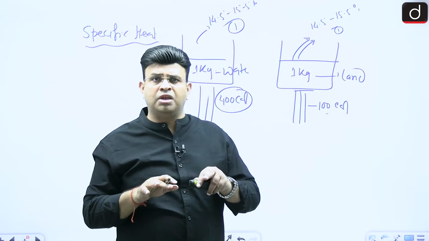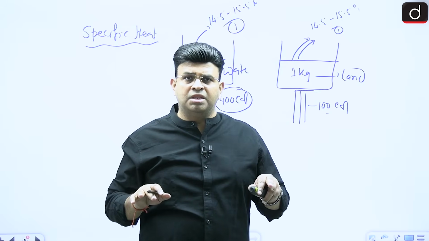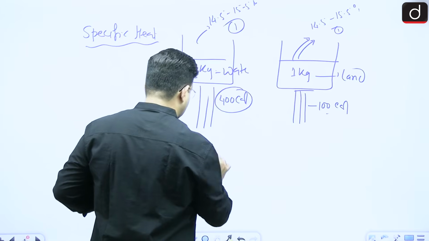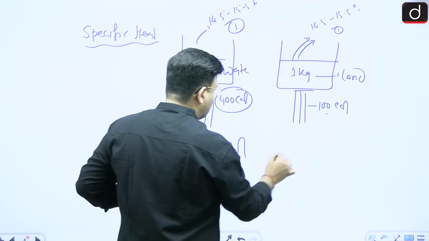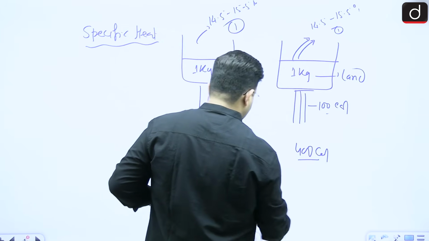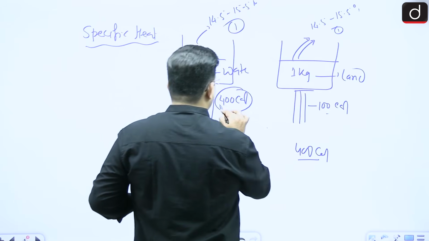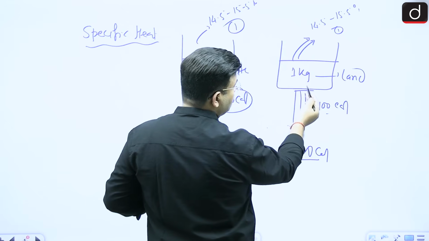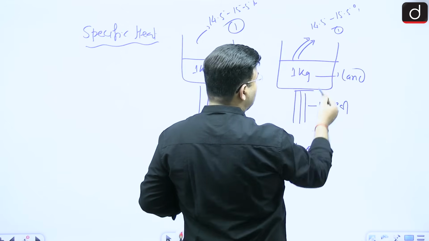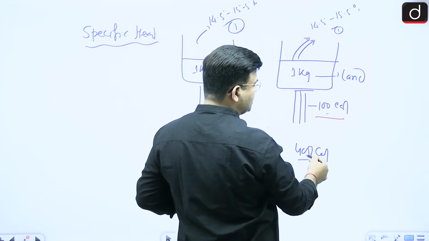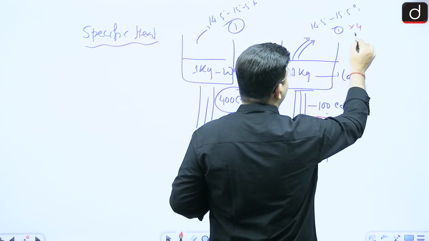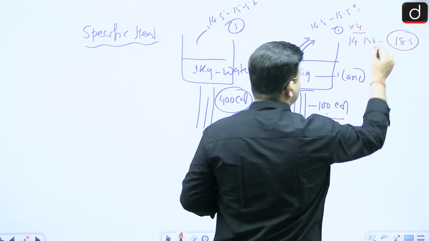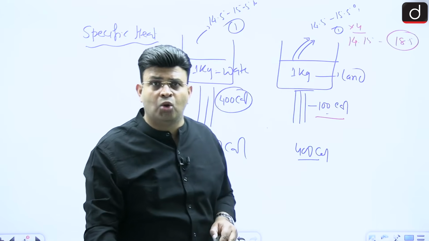But the sun says I am giving the same heat. The sun is saying that I am giving the same heat to the water and to the land. If I am giving 400 calorie everywhere, the temperature of the water will rise only 1 degree Celsius, but if I am giving 400 to the land, it will be 4 times more. So it will increase from 14.5 to 18.5 degrees Celsius. So land is more heated because of the low specific heat.